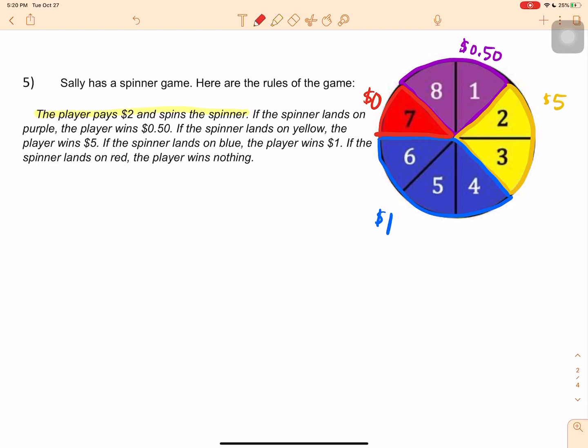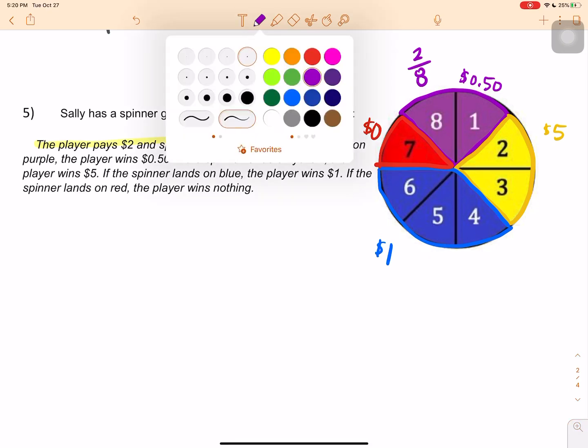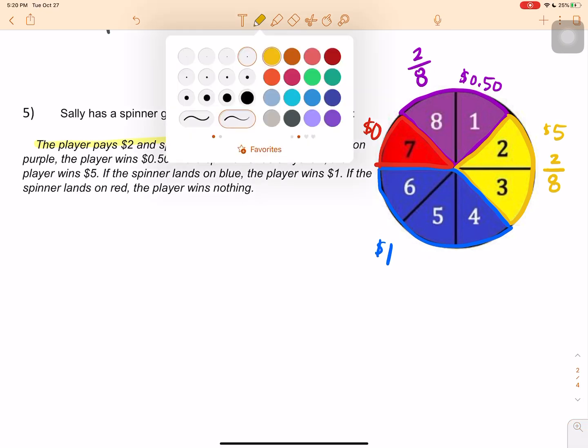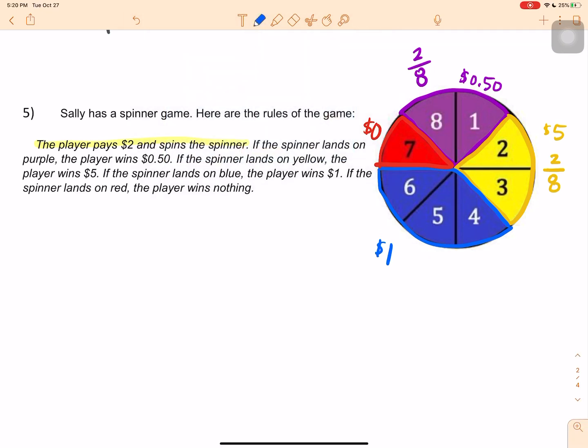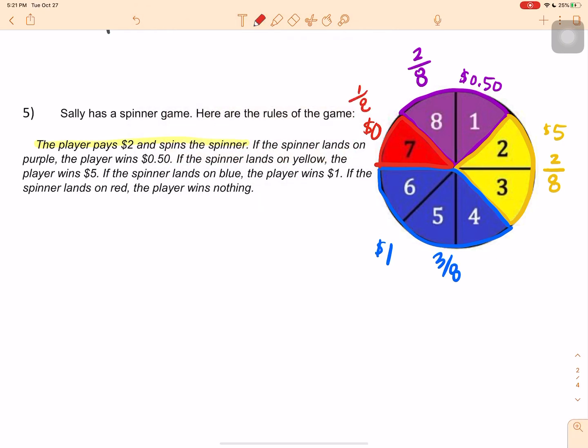First, we have to determine the fraction of each of the parts of the circle. There are 8 total pieces, so that makes it super easy. They are equal pieces. So purple is 2/8 of the circle. The yellow one is also 2/8 of the circle. It's 2 sections out of 8. The blue one is 3/8 of the total circle. And the red one is 1/8 out of the total circle.